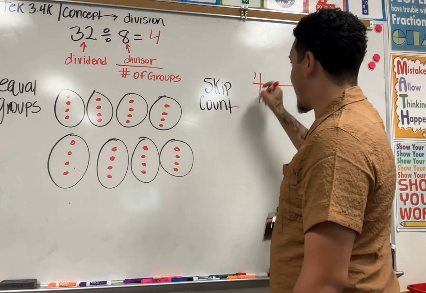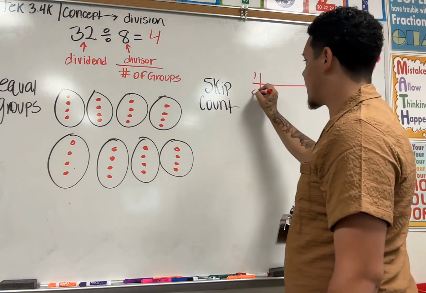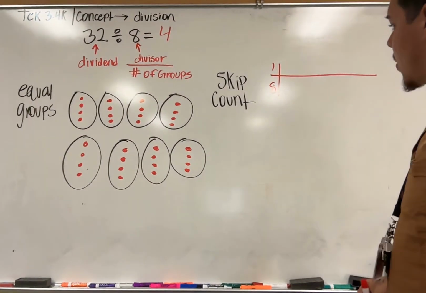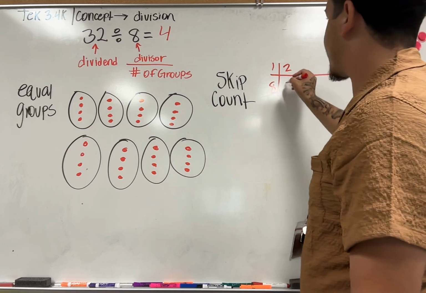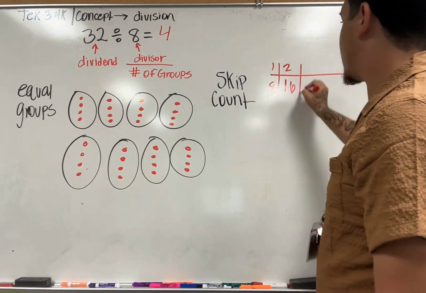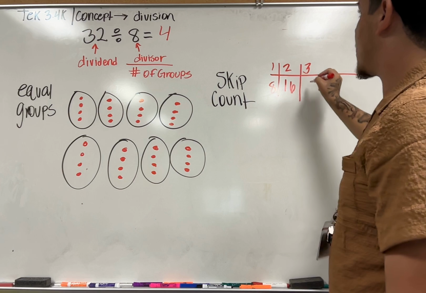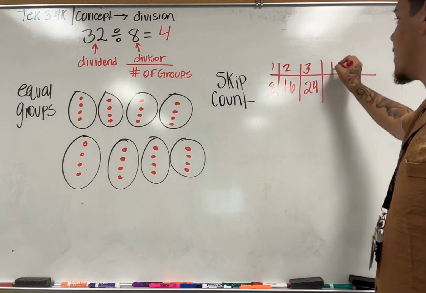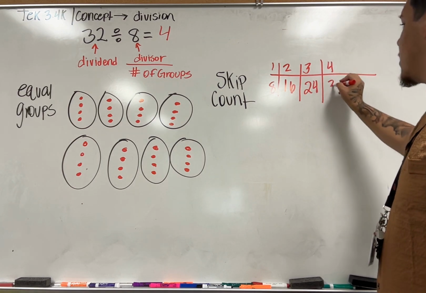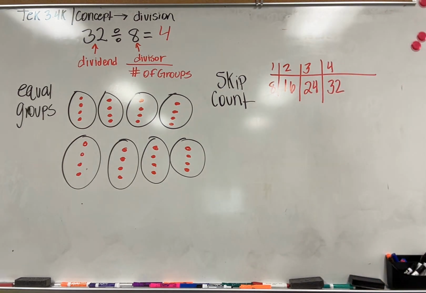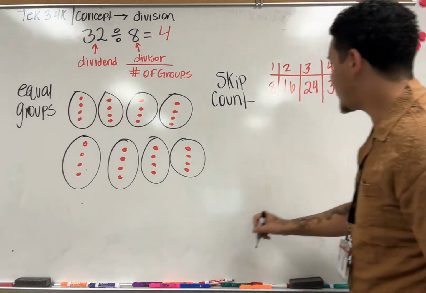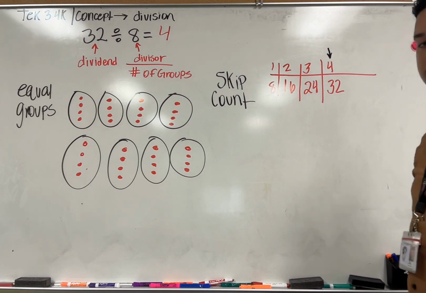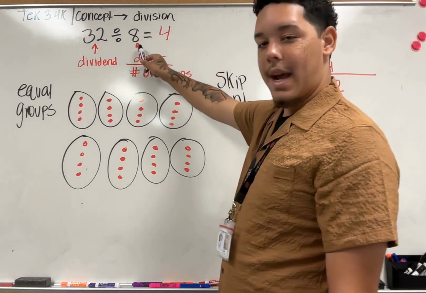So let's say 8 times 1. 8 times 1 is 8. All right, let me move you over just a little bit so you can see. What's 2 times 8? 16. What's 3 times 8? 24. What is 4 times 8? 32. So here, as you can see, we have skip counted, and 4 is the number we stop at when we get to 32. So in this case, 32 divided by 8 is 4.